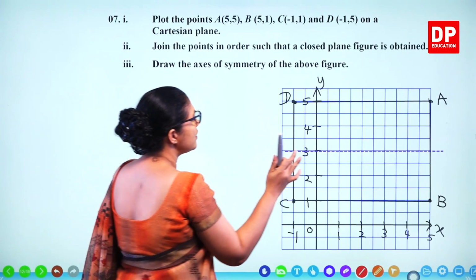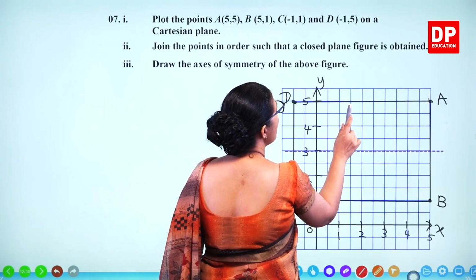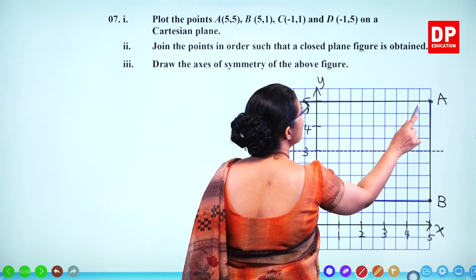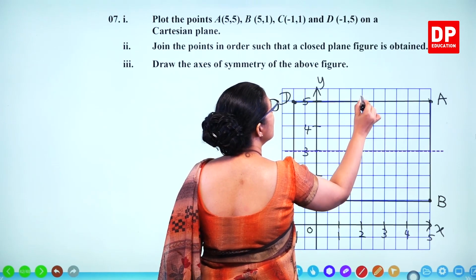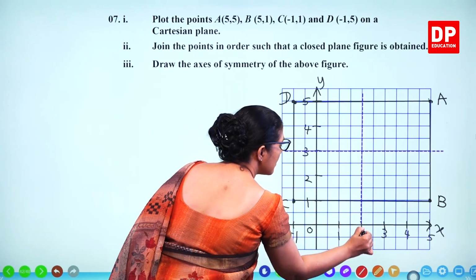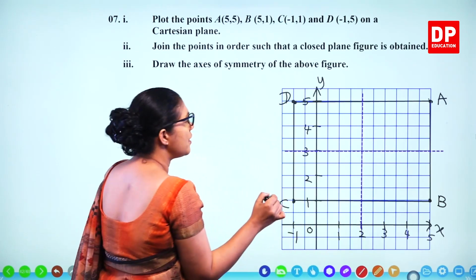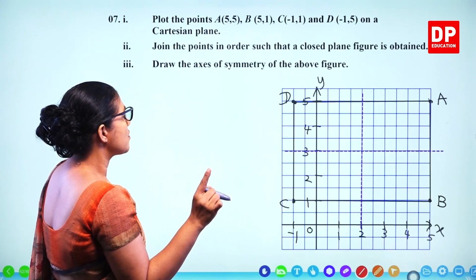And we have to divide this one. 1, 2, 3, 4, 5, 6, 7, 8, 9, 10, 11, 12. So that means 6 squares to this side. So this is the other axis of symmetry. So 2 axes of symmetry.